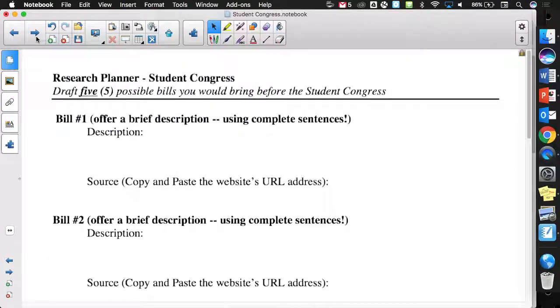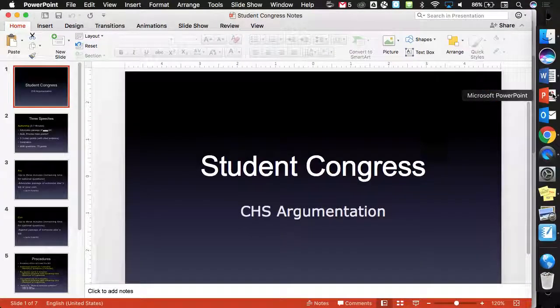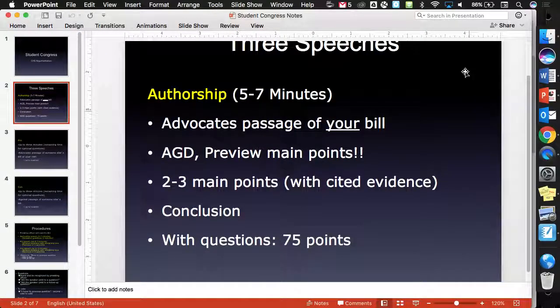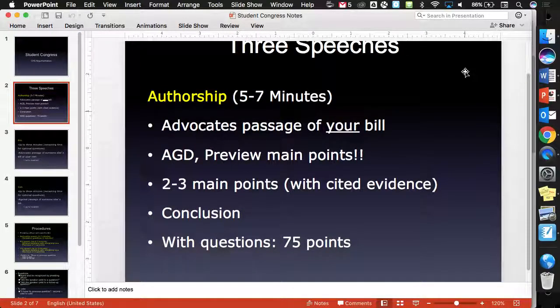All right. So kind of switching back and forth here between a couple things. So for the way that this is going to be set up, I mentioned to you, you are going to have 3 different types of speeches that you're potentially going to be giving. Everyone is going to give an authorship speech. And I have a rubric for the authorship speech in the packet that we'll take a look at. So the authorship speech is the speech that you're going to give that is proposing your bill.